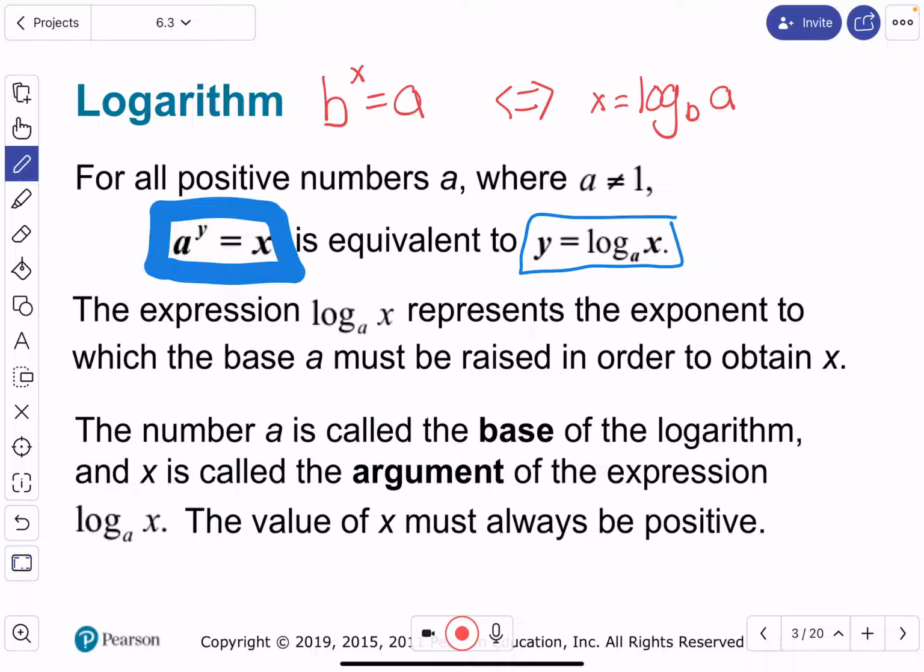I remember it with a b and an a because in my head I can go, well, b is the base, x is the exponent, a is the answer. So when you redo that, log base b of the answer equals the exponent. So that's how I remember it, but really it's just that they undo each other.